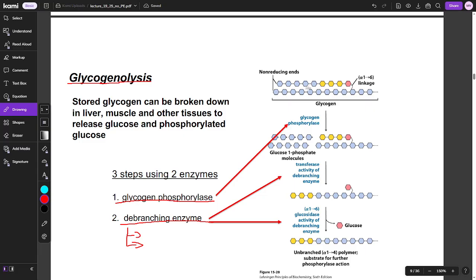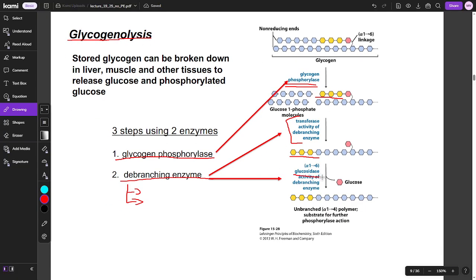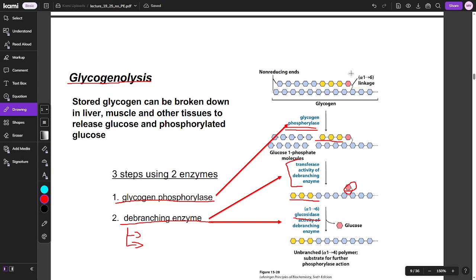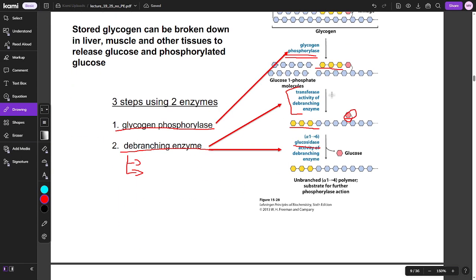If you look at this, the glycogen has this kind of shape to it. It's got these non-reducing ends, and basically glycogen phosphorylase chops up these glucose pieces, and eventually it reaches a limit where it can't chop anymore. Then you get the transferase activity of the debranching enzyme, which takes these three glucoses here and adds them here, and then the glucosidase activity of the debranching enzyme removes this red one here. Then you just have this 1,4 polymer, which you can do this whole thing again with glycogen phosphorylase.